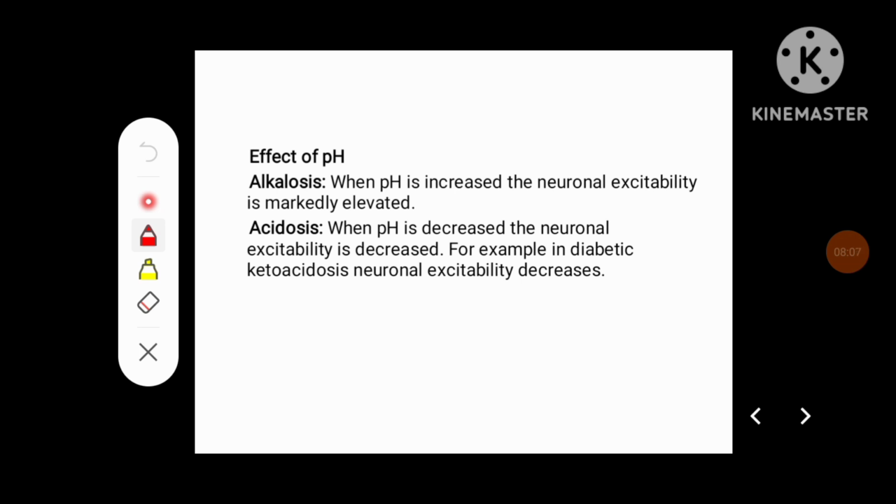The pH also is going to affect it. In alkalosis, when pH increases, the neuronal excitability is markedly elevated. In acidosis, where pH decreases, the neuronal excitability is decreased. For example, in diabetic ketoacidosis, neuronal excitability is going to decrease.